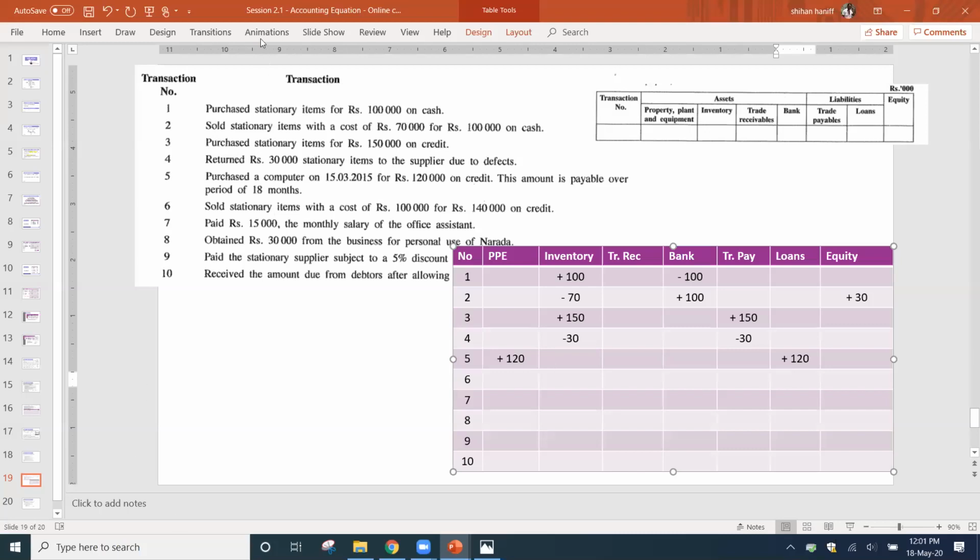Then number 6. Sold stationery items with a cost of 100,000 for 140,000 on credit. So our stock will reduce by 100 and trade receivable will increase by 140, and the equity will increase by 40.